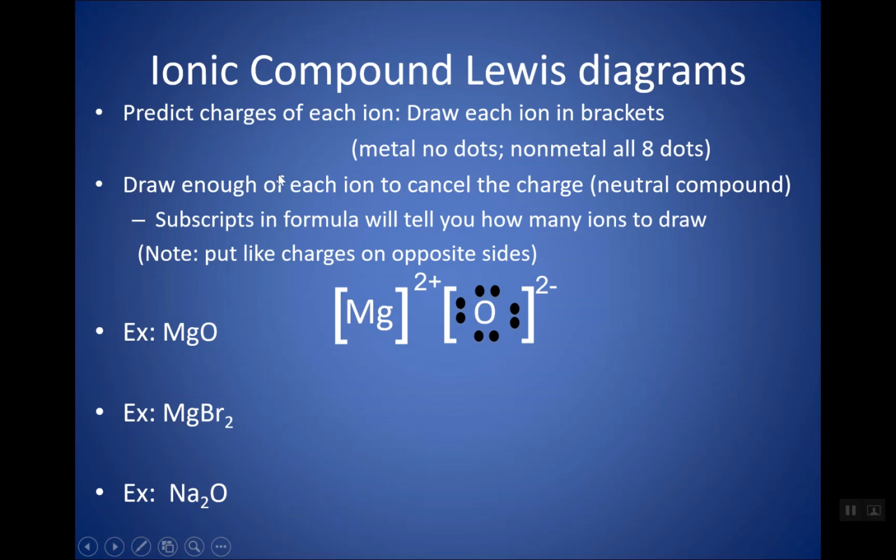Okay, and then you're going to have enough of each ion so that your charges cancel, because your overall ionic compound has no charge, it's neutral. And that's why we have a 1-to-1 ratio for magnesium and oxygen, because they have equal and opposite charges.